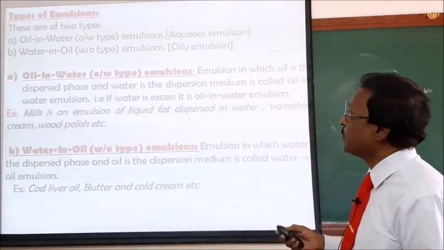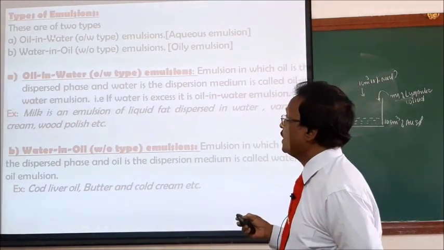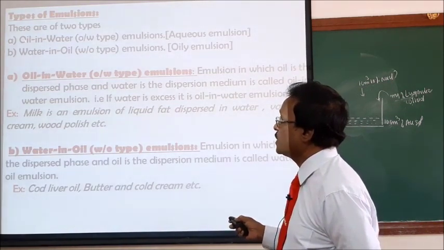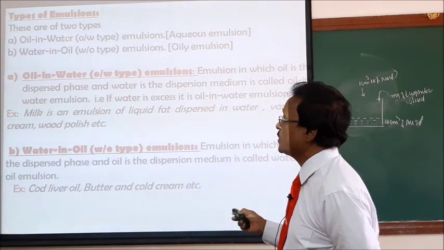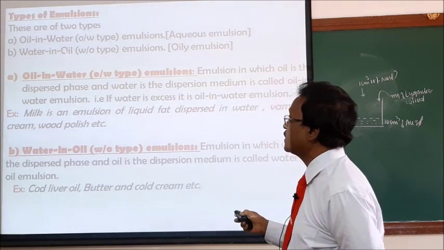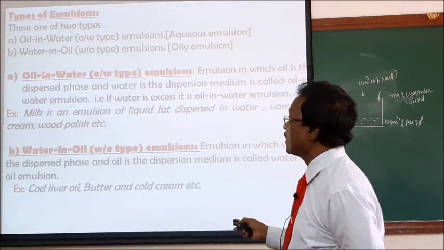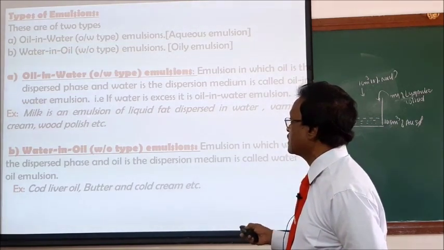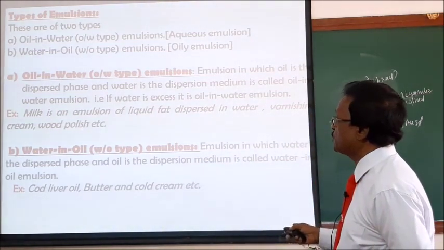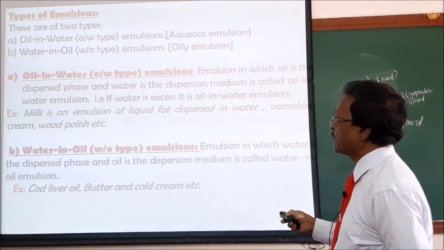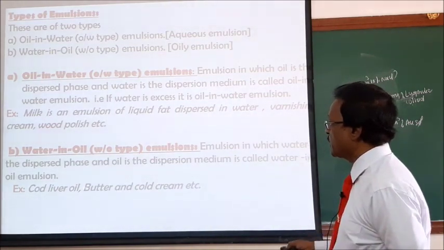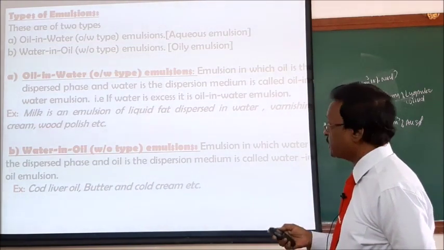Here there are two types of emulsion: oil in water and water in oil. Oil in water means oil is the dispersed phase and water is the dispersion medium. Water in oil type means water is the dispersed phase and oil is the dispersion medium. For oil in water, milk is an example. Milk is an emulsion of liquid, and even varnishes, cream, and wood polish are all oil in water. But cod liver oil, butter, and cold cream are examples for the water in oil type of emulsion. Look at the diagram.